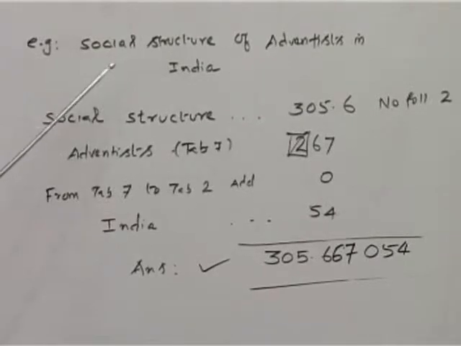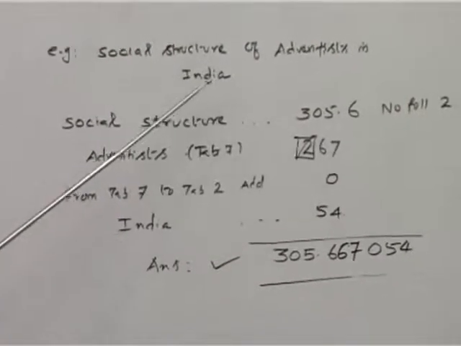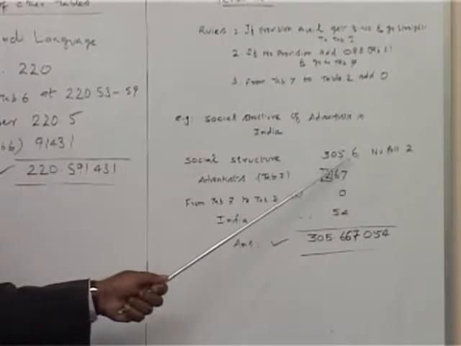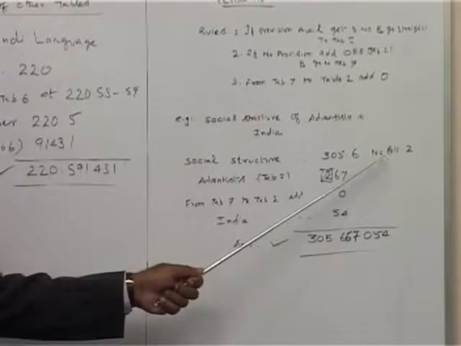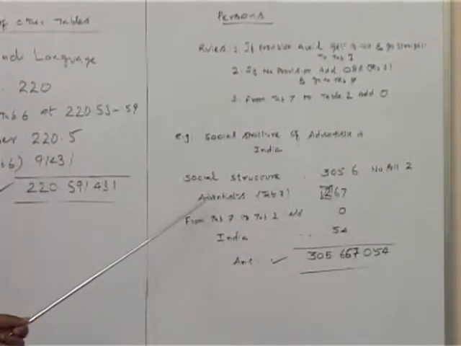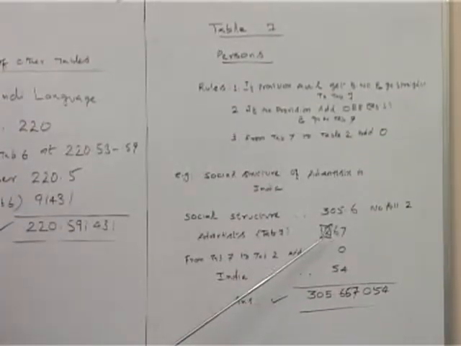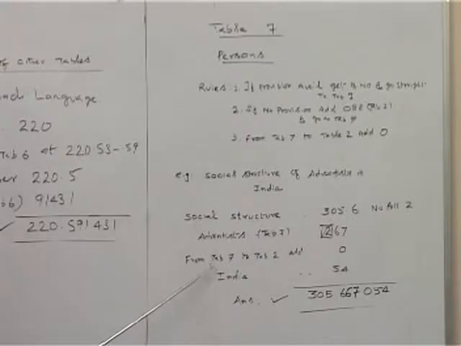Let me explain with an example here: social structure of Adventists in India. Social structure, 305, is the entrance number, but the provision is available at 305.6. Then the instruction has been given: the number following 2 in table 7 is to be taken. So the Adventist number in table 7 is 267. According to this instruction, we have to cut down the 2, and only 67 is to be added along with the base number. From table 7 to table 2, we have to add 0. Then the India number is 54. Now the final answer: the base number should be 305.6, then the remaining 67, then 0 for table 2, then 54 for India, all added together. So this is the simple example you can understand regarding table 7.